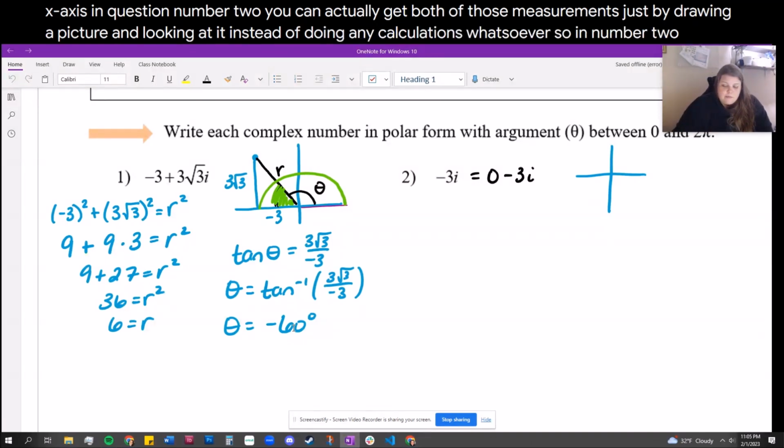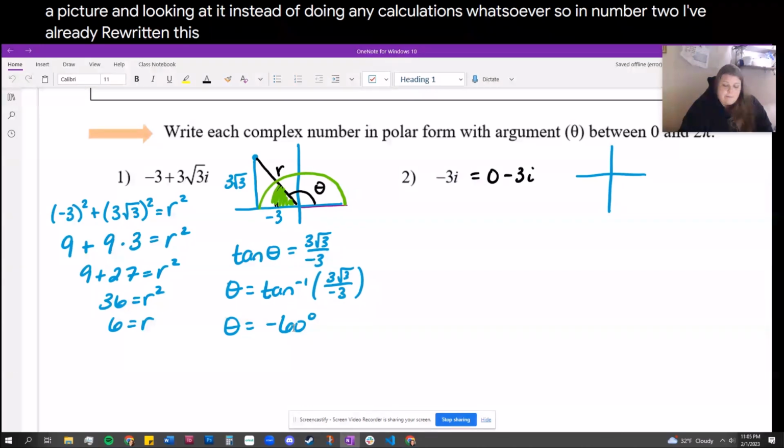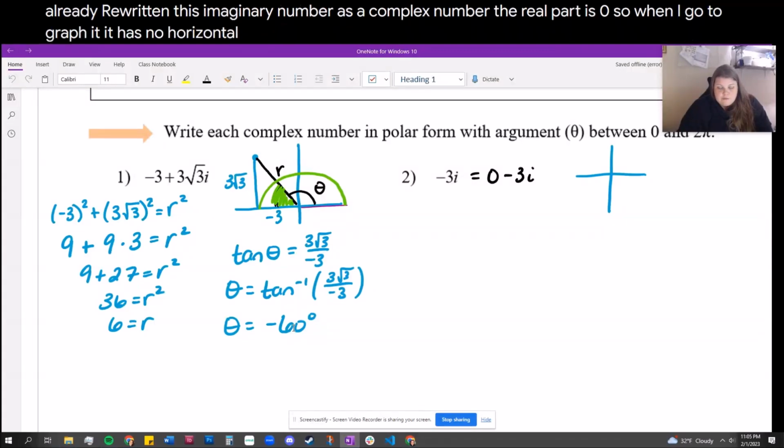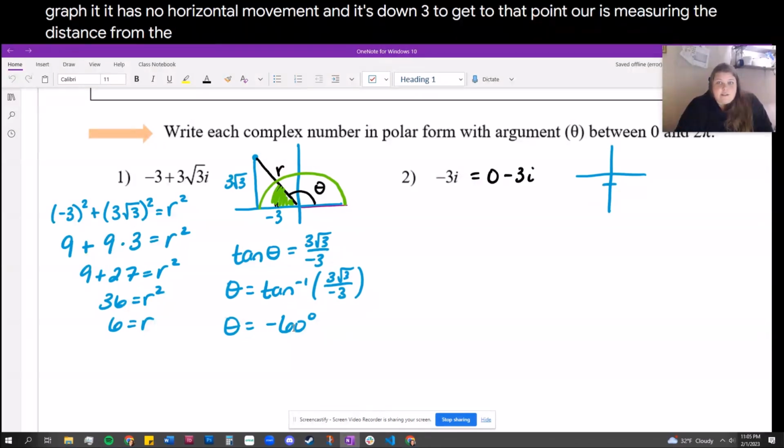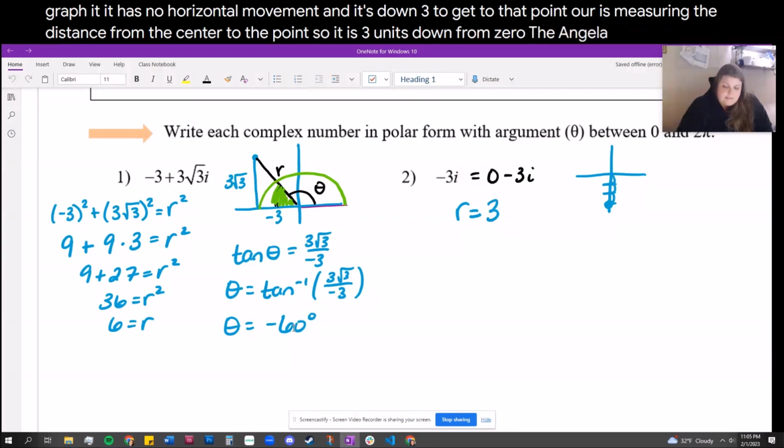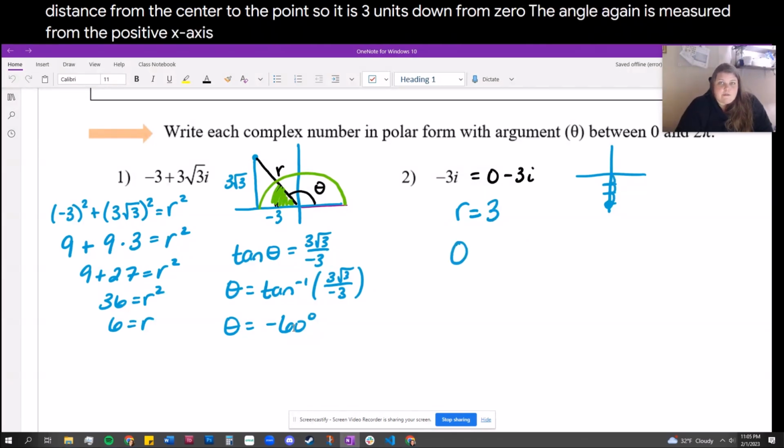So in number 2, I've already rewritten this imaginary number as a complex number. The real part is 0. So when I go to graph it, it has no horizontal movement and it's down 3 to get to that point. R is measuring the distance from the center to the point. So it is 3 units down from 0. The angle, again, is measured from the positive x-axis around to the point. In this case, that angle would be 270 degrees.